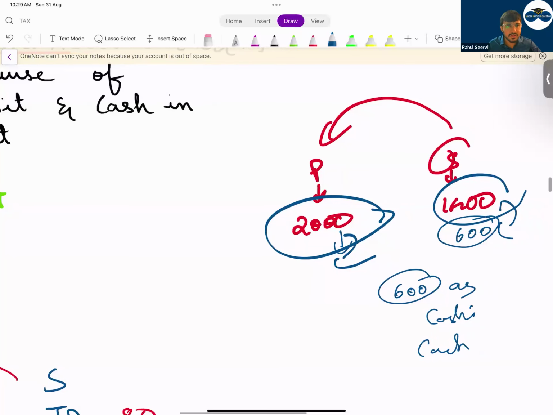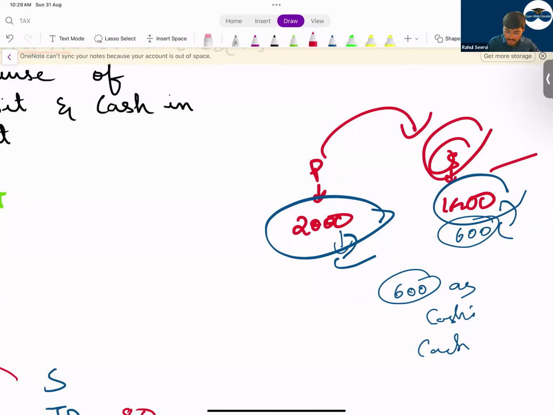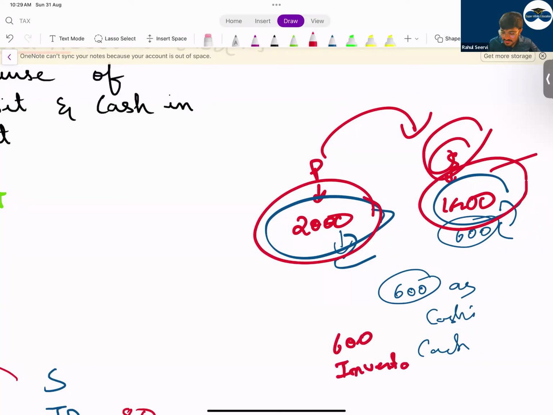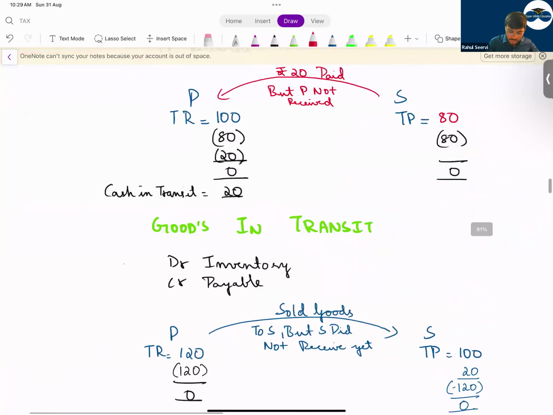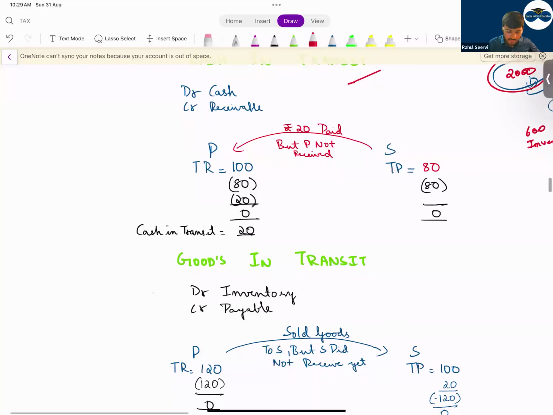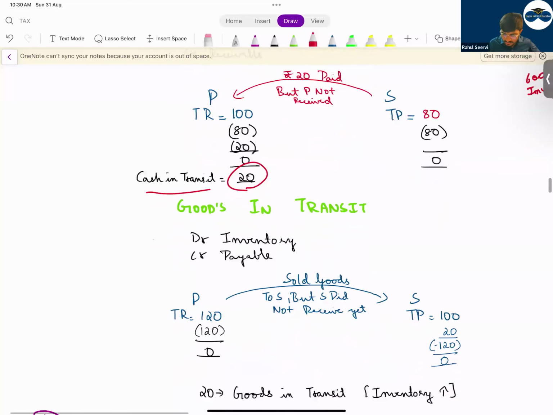So if goods are in transit, in that case, the same question: the parent company sold goods but the subsidiary company did not receive them, so the subsidiary company payable is not increased. So what will I do? I will remove 2,000 from the books, I'll remove 1,400, then the 600 I will record in the inventory. Either it will take a hit to inventory or to cash. So we have discussed cash in transit: we add to the cash value. In goods in transit, we increase the value of the inventory here.